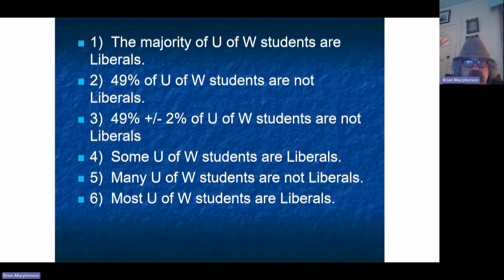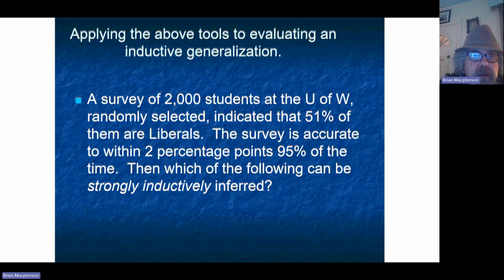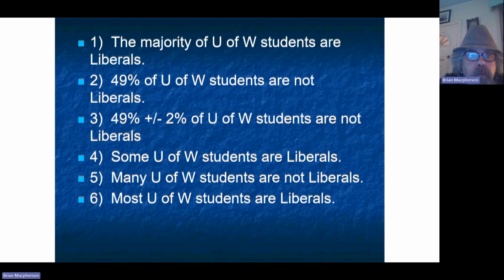Well, frankly, majority means 50% plus one. But if you look at the previous slide, the margin of error is plus or minus 2%. So it is possible that actually only maybe 49% of University of Windsor students are liberals or are going to vote liberal, because of the margin of error. So because it doesn't take into account the margin of error, number one is weakly inductively inferred. Look at the one below that.